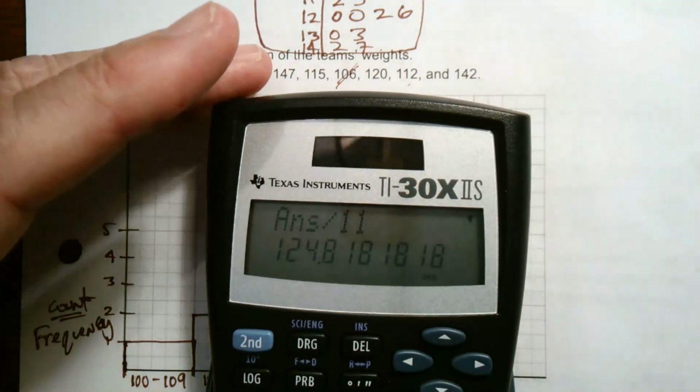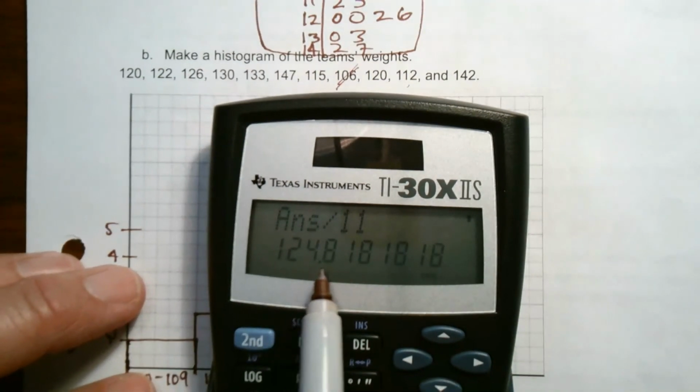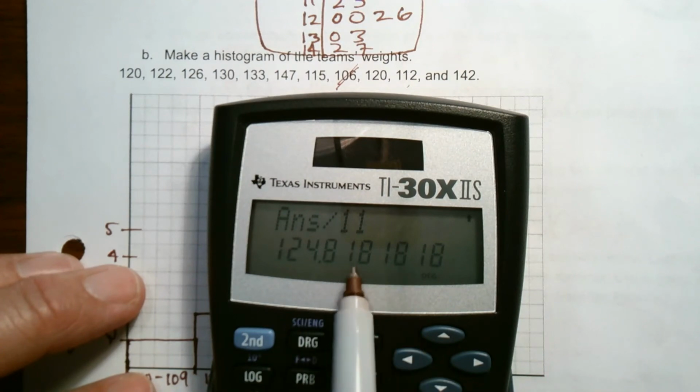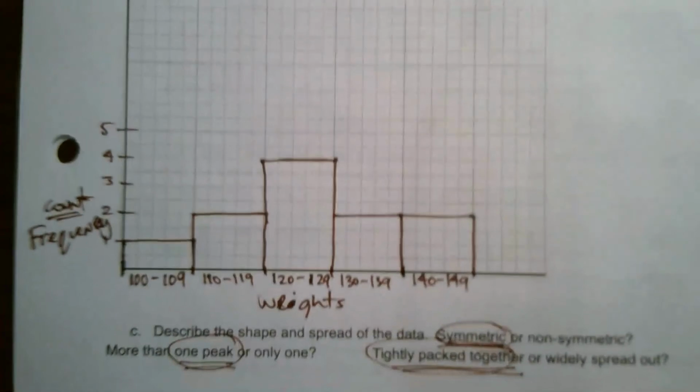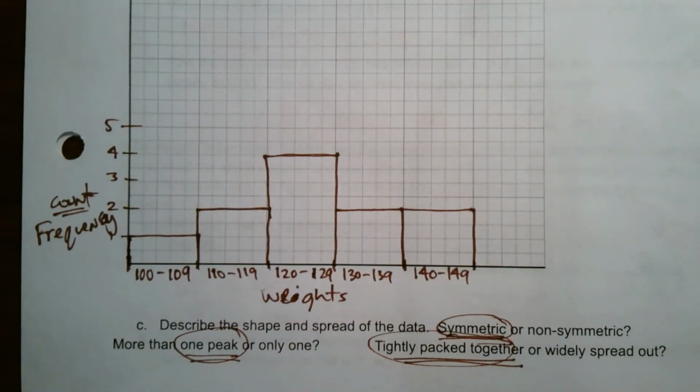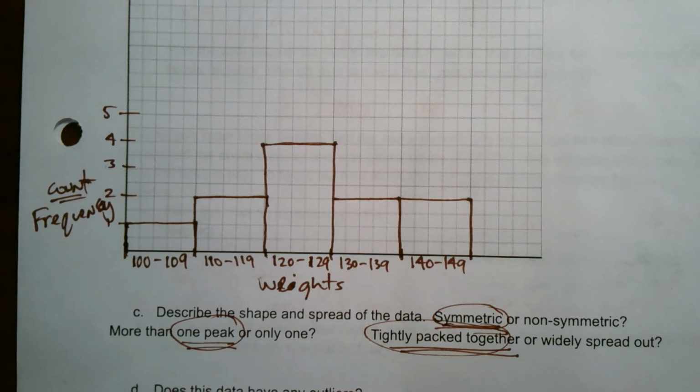So my mean is 124.8, and I'm going to round it to the hundredths place, so 124.82. So the mean is going to be 124 and 82 hundredths. That would be the typical weight, the average, and that's our mean.